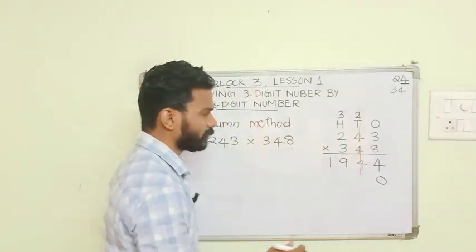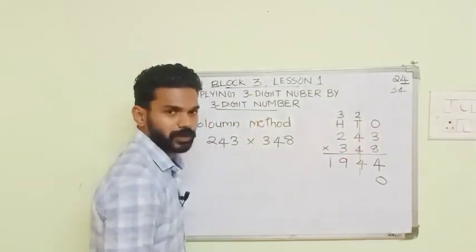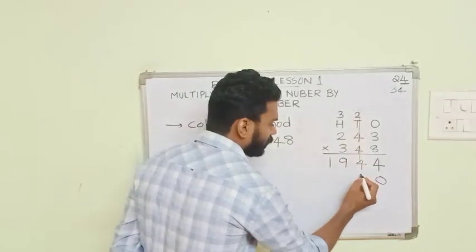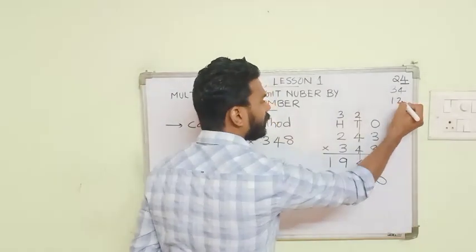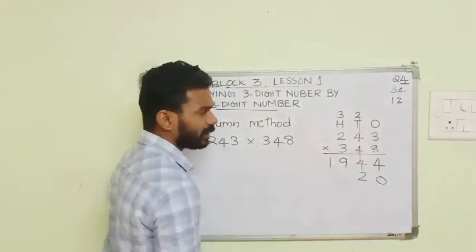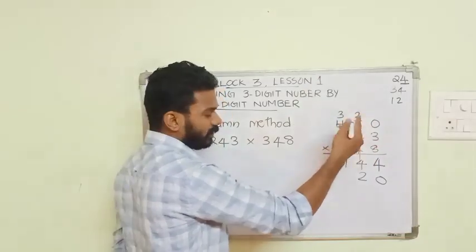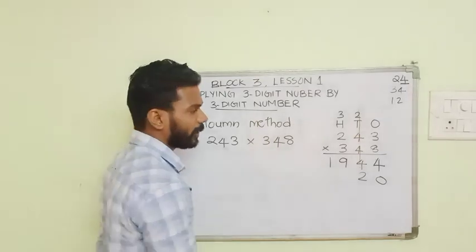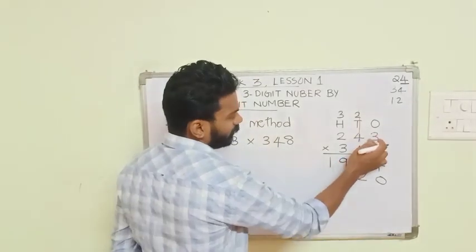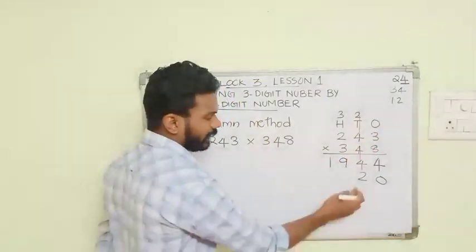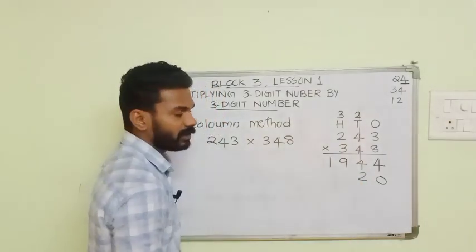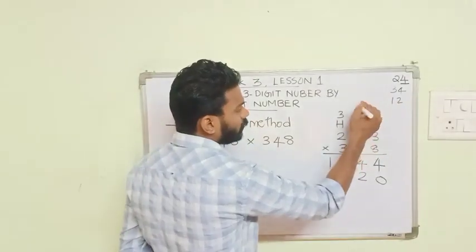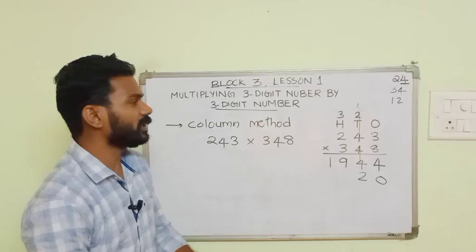So let's begin. 4 3s are 12. For that I can put 2 here, and the 1 will be put to the next place. Okay, 4 3s are 12. For that I just put 2 here. Now the balance is 1, which I will put here.